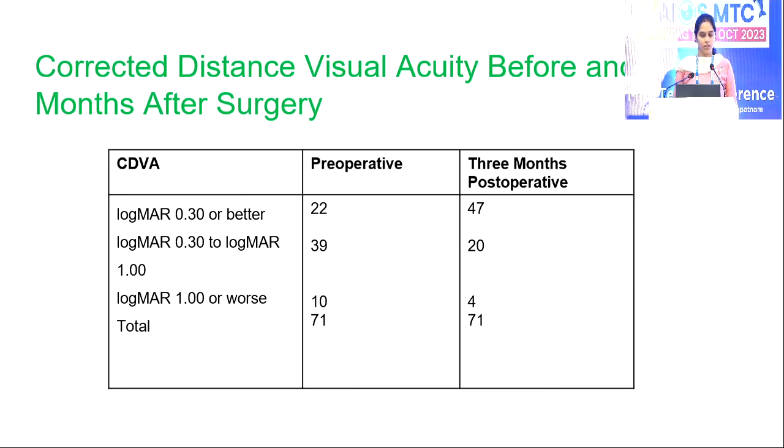Corrected distance visual acuity before and 3 months after surgery: logMAR 0.3 or better, preoperatively 22 and 3 months postoperatively 47. logMAR 0.32 to logMAR 1, preoperatively 39 and 3 months postoperatively 20. logMAR 1 or worse, preoperatively 10 and 3 months postoperatively 4.